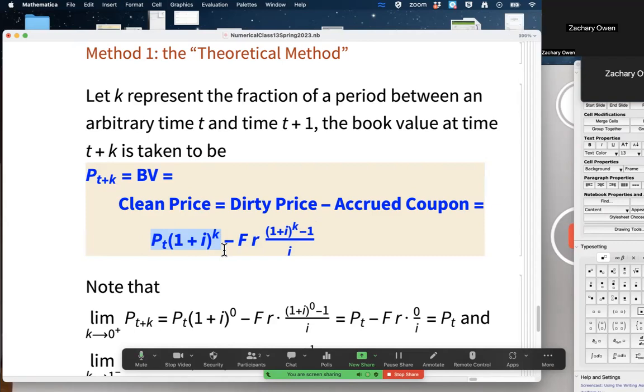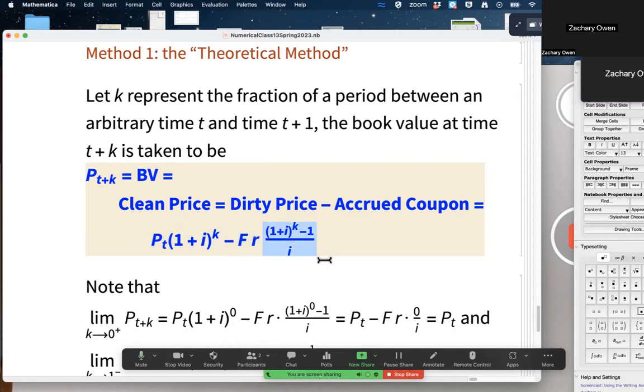Take the price at time t and effectively use compound interest to consider its future value k years later. K is 0.5, that's a half a year later. You're multiplying by 1 plus I to the k. That's like compound interest. This one's a little weird. F times R, that's the coupon amount. We're multiplying by that crazy thing.